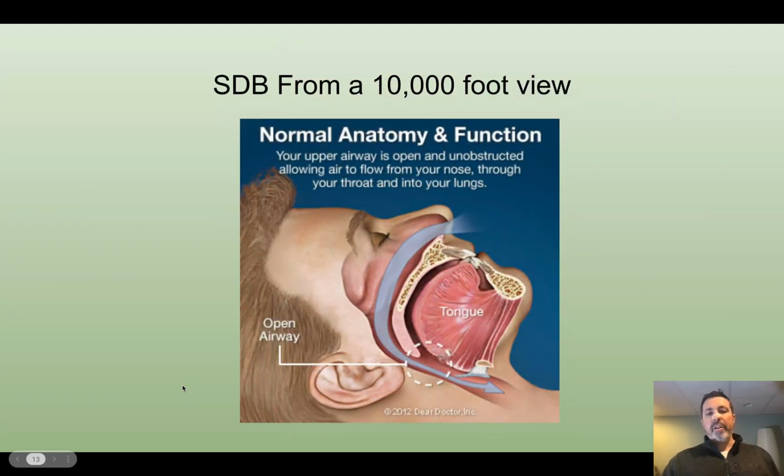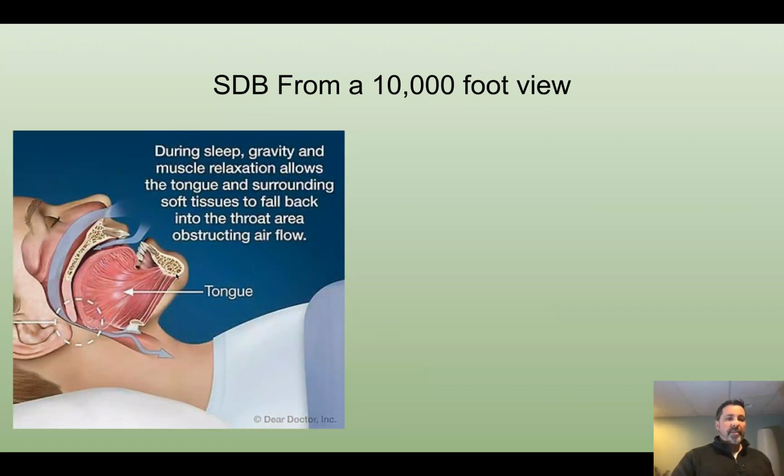Well, here's another diagram to show proper airway, breathing through the nose, and then a patent airway so that the air can flow all throughout the airway into the lungs. Well, as you can see with this dotted line, there's not a whole lot of space there. It's very easy for this to collapse, as we can see here.